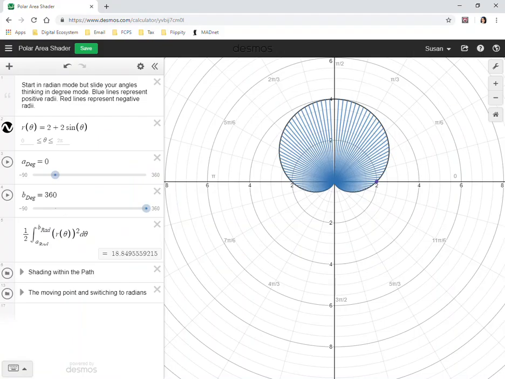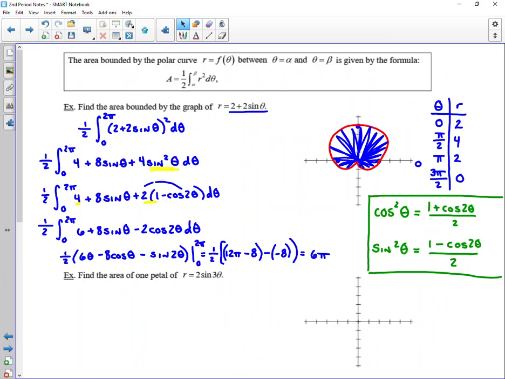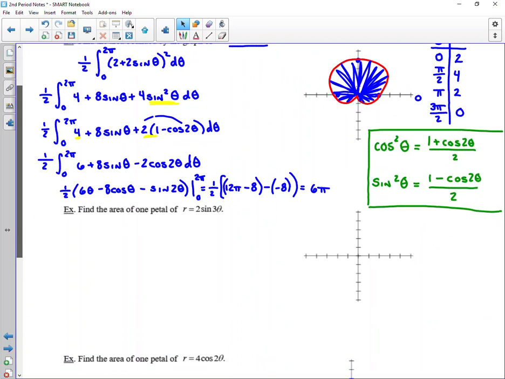Let's go back to our thing. Is it 18.8496? Yes, it is. Did you get 12 pi? Yeah. No, or 16 pi? I don't know. No, 6 pi. Oh, 6 pi. Yeah, 6 times 3 is 18. Okay. Feel good? No?